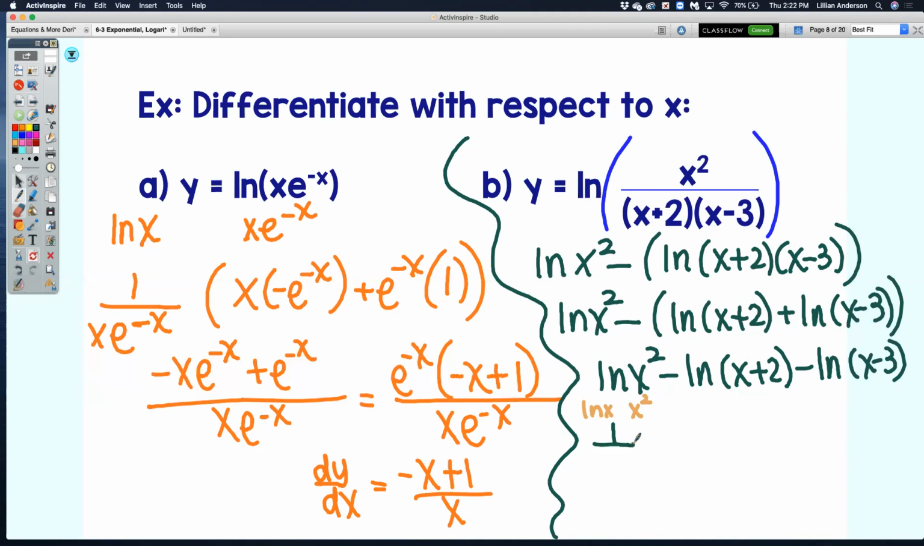But I don't put an x, I put a 1 over x squared, and then I multiply this by the derivative of the inside, which is 2x, minus, I take the derivative of ln of x plus 2. Again, another chain, where this is ln of x, and this is x plus 2. So it's going to be 1 over x plus 2 times 1, because that's the derivative of the inside. And I repeat it again one last time.